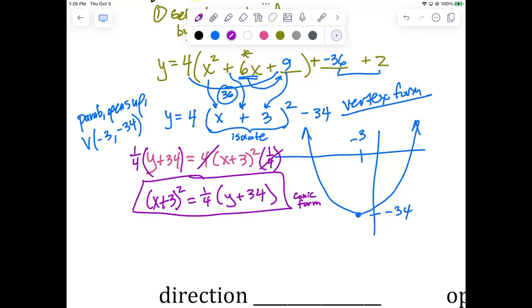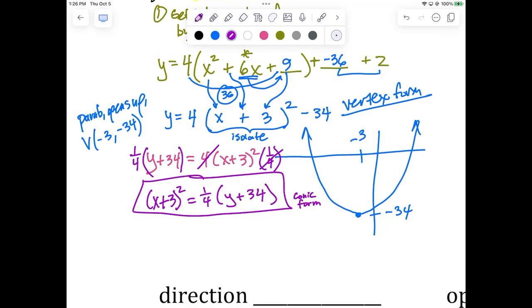We get everything we got from vertex form, don't we? We still see the vertex. Do y'all still see the vertex here? We have to be careful when we grab it now because both the x and the y are inside the parentheses, so they're both the opposite of what they appear. So the vertex is not at 3, 34, it's at what? It's at -3, -34. They're both inside parentheses now, so they're both opposite of what they appear. -3, -34.